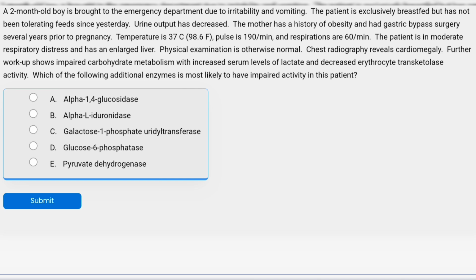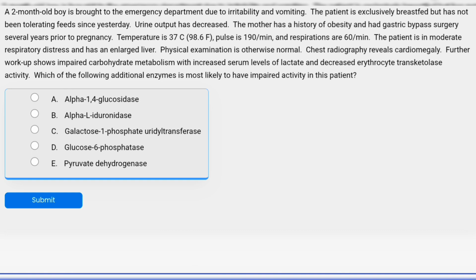Urine output has decreased. The mother has a history of obesity and had gastric bypass surgery several years prior to pregnancy. So here is a history of bypass surgery in mother. Temperature is okay, pulse is 190 per minute and respirations are 60 per minute. The patient is in moderate respiratory distress and has an enlarged liver. So respiratory distress and also hepatomegaly is noted here. Physical examination is otherwise normal. Chest radiography reveals cardiomegaly. So cardiomegaly is also noted.